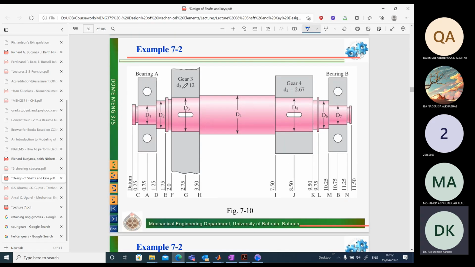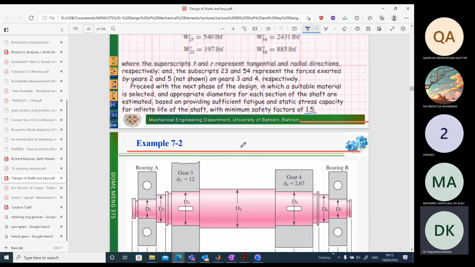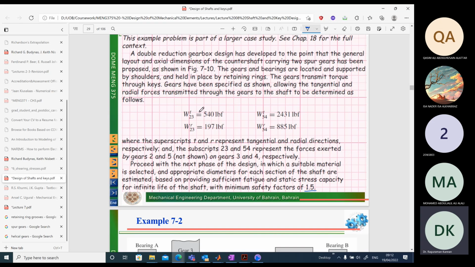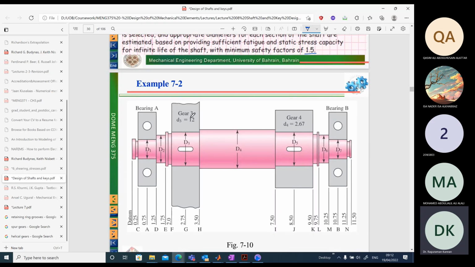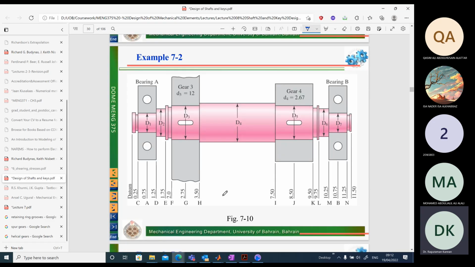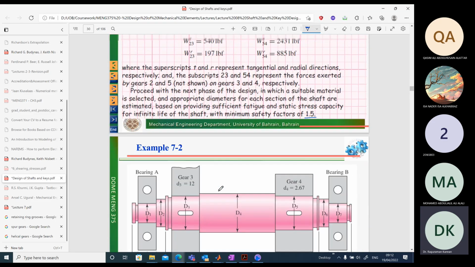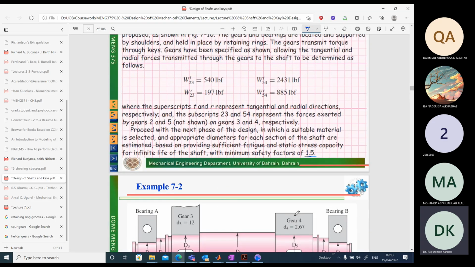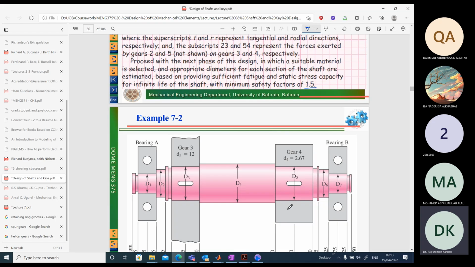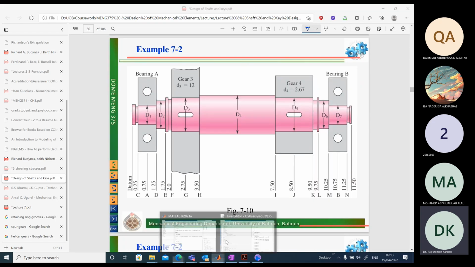We are already given the diameter of the gear. The gear diameter is given to be 12 inches here. 12 inches divided by 2 times the tangential force here, 540, will give me the torque. So 540 times 12 over 2. What is that? 3240 pound force inches. We can also check with the other case. In the gear 4 case, let's see, the tangential load 2431 times 2.67 over 2.